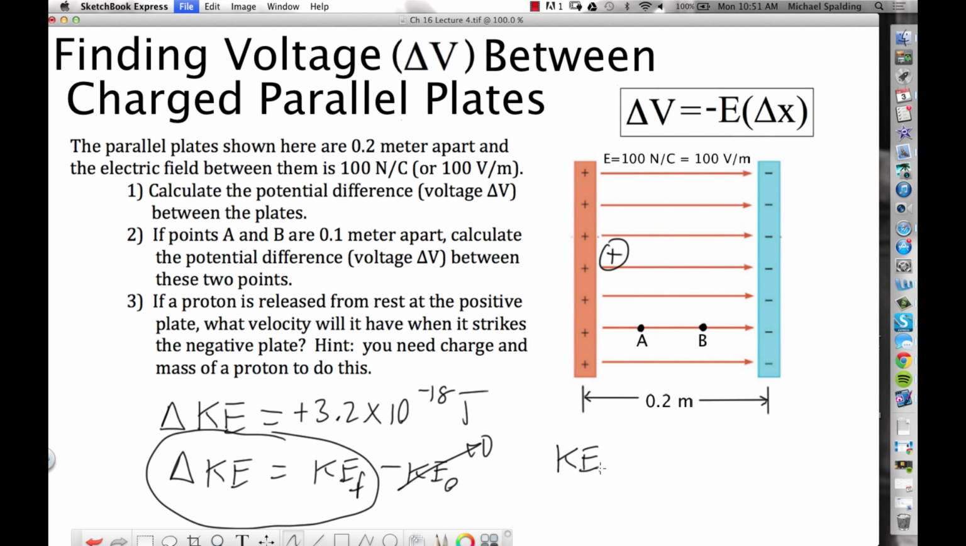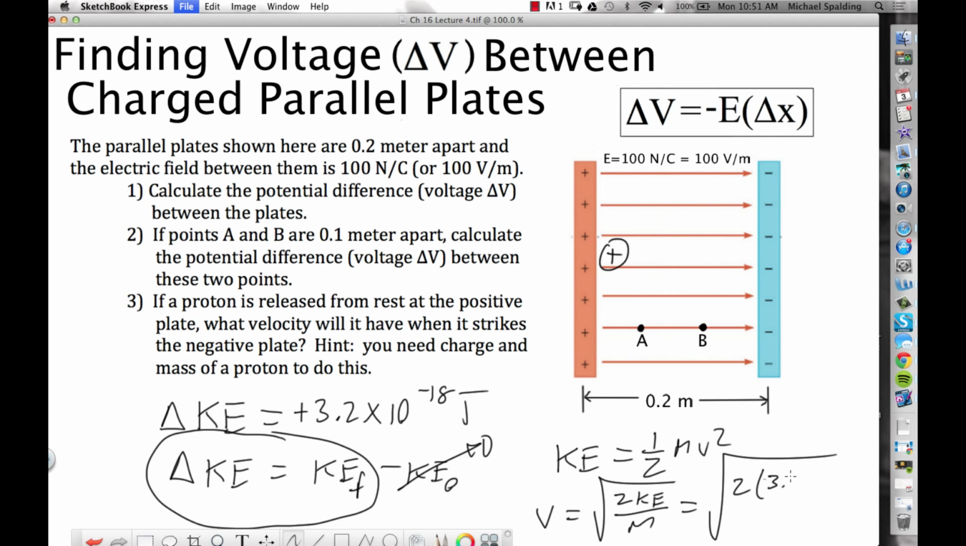So you go, okay, kinetic, what's the equation? 1/2 mv squared. So velocity is going to be the square root of 2 times kinetic energy over m, and then we plug into that. So this is going to be square root of 2 times 3.2 times 10 to the negative 18 over 1.67 times 10 to the negative 27. That's the mass of a proton. So when you plug in, you get an answer of 62,000 meters per second. Okay? Any questions on this problem?